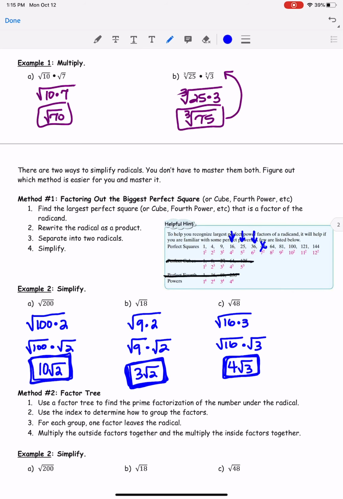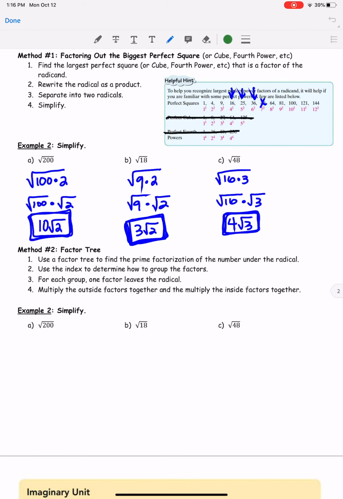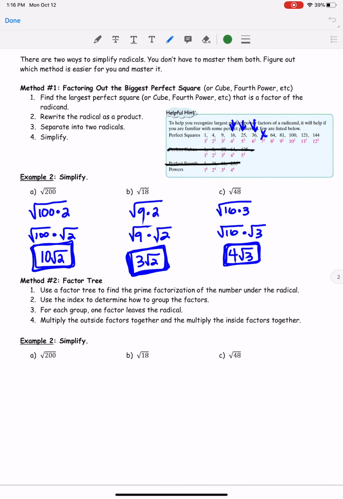Okay, so that's the first way to solve these, by finding the biggest perfect square. The second method is to use a factor tree. It says use the factor tree to find the prime factorization of the number under the radical. So what you do is you take whatever number you have, and these are the exact same problems that we just did, right? We know the answer, but we're going to solve it this way.